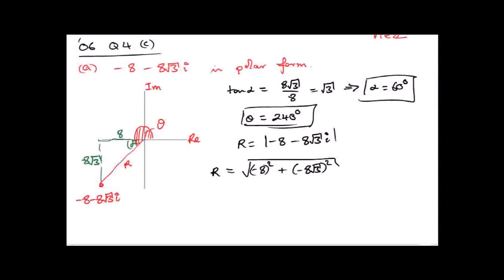Minus 8 squared is 64, isn't it? So that's root 64. Now, can you tell me, what's 8 root 3 squared? 64 multiplied by 3, isn't it? If I square 8, I get 64. If I square the square root of 3, I get 3. And 3 times 64 is 192. Okay, so plus 192.